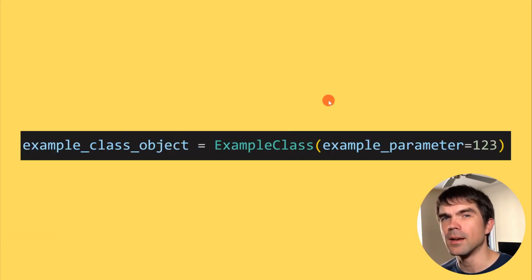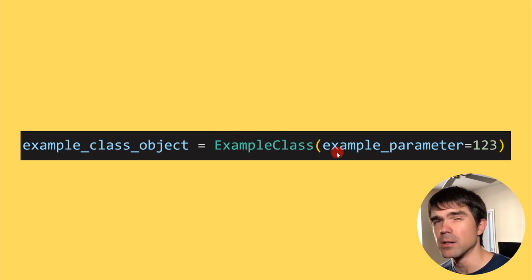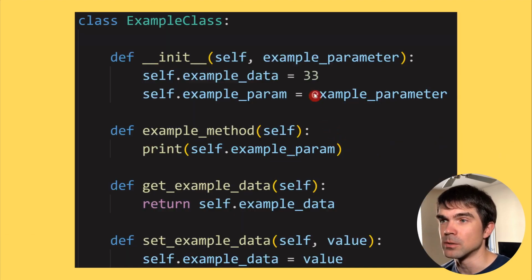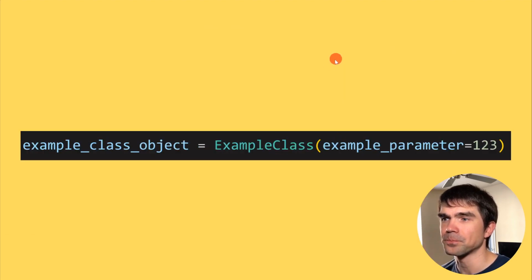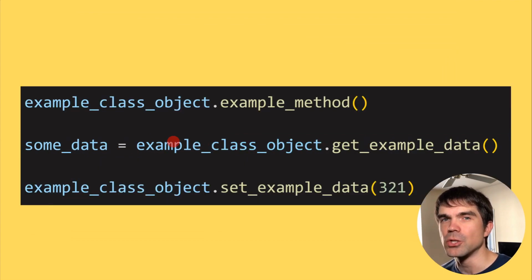So to create an instance of a single class, you use the name of the class, and then you provide the required parameters that, remember, we defined in the constructor, right? This right here. And then we just create a new variable. So we assign that object into the variable. Next, we just use that variable to call the methods of our class.